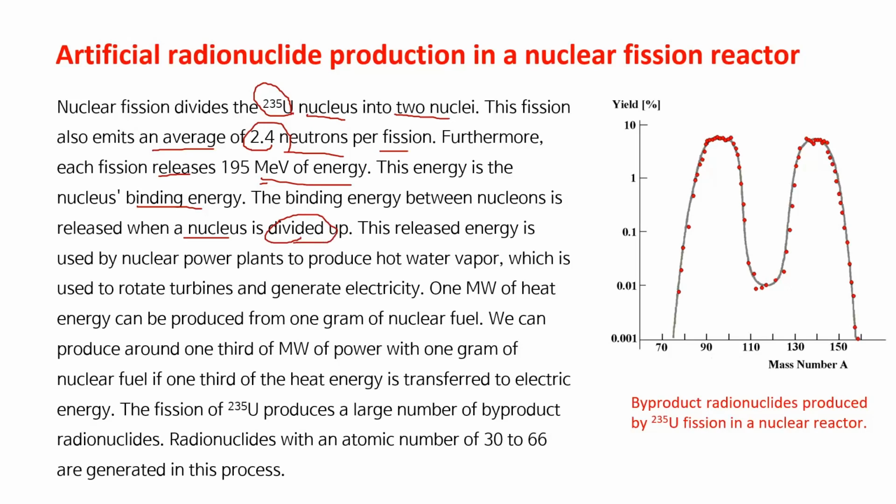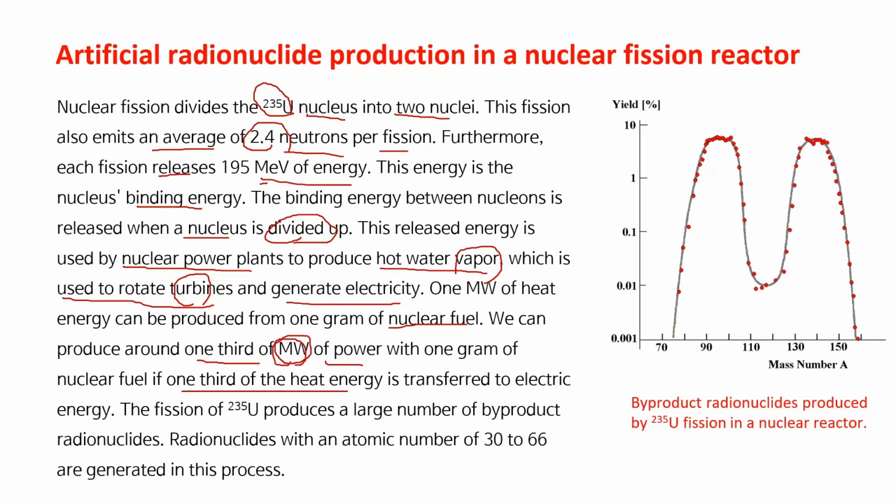This released energy is used by nuclear power plants to produce hot water vapor, which is then used to rotate turbines and generate electricity. One million watts of heat energy can be produced from 1 gram of nuclear fuel. We can produce around 1/3 of a million watts of power with 1 gram of nuclear fuel if 1/3 of the heat energy is transferred to electric energy. So the efficiency of the nuclear power plant is about 1/3.